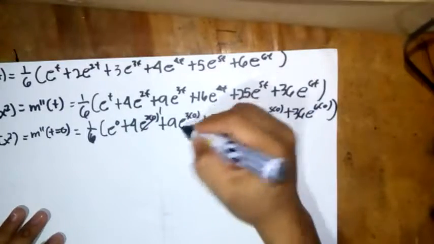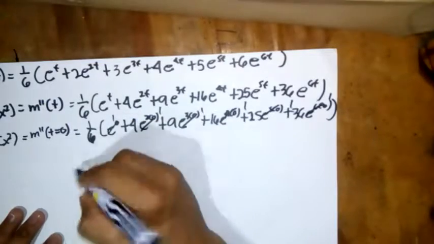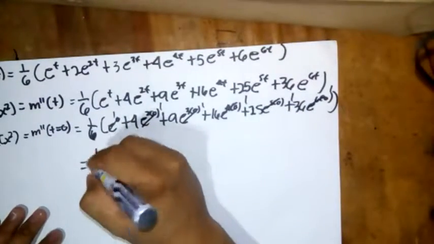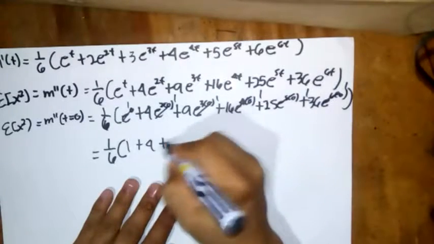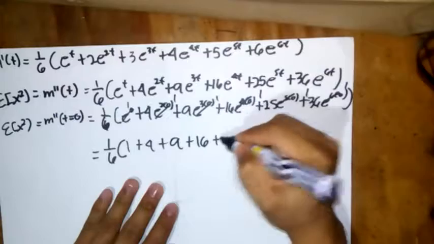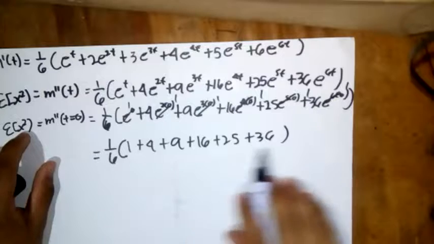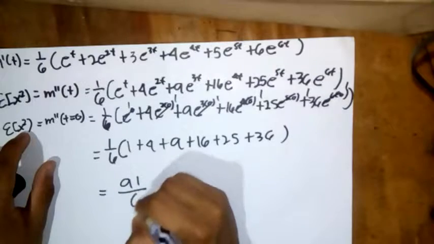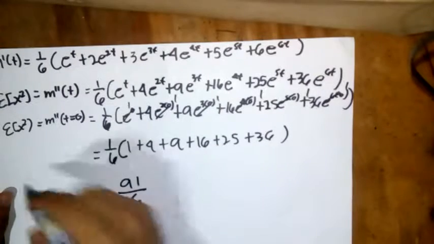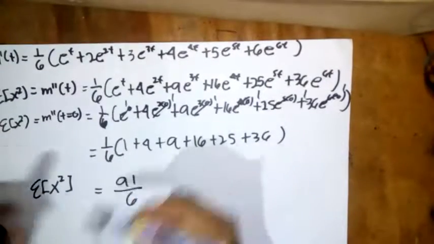And again, all of these exponentials are 1, so we just copy the constants, because 1 times a constant is still that constant. Now, this is 1 plus 4 plus 9 plus 16 plus 25 plus 36, and if you add them all up, that results to 91 over 6. And that is our expected value of x squared.